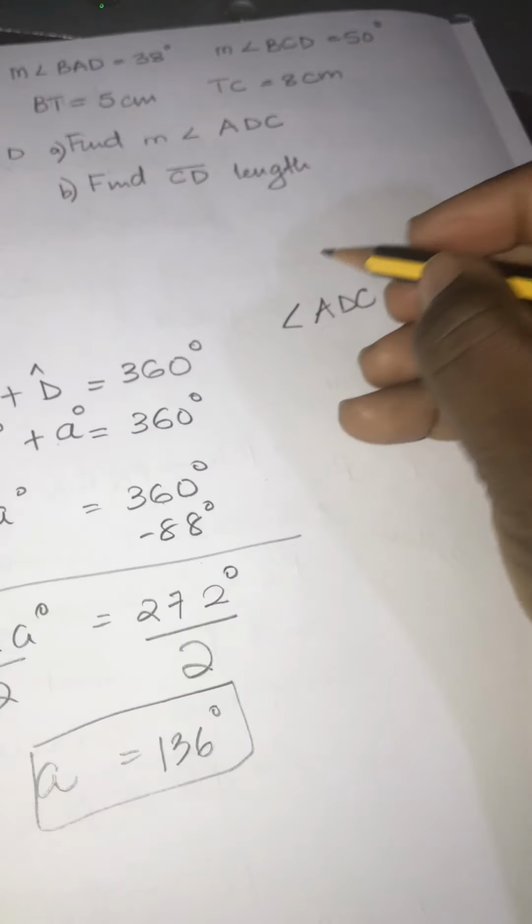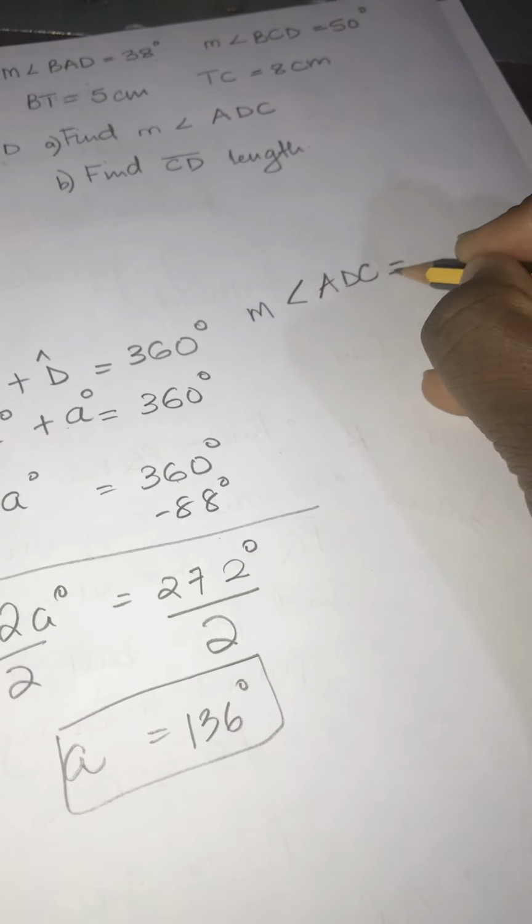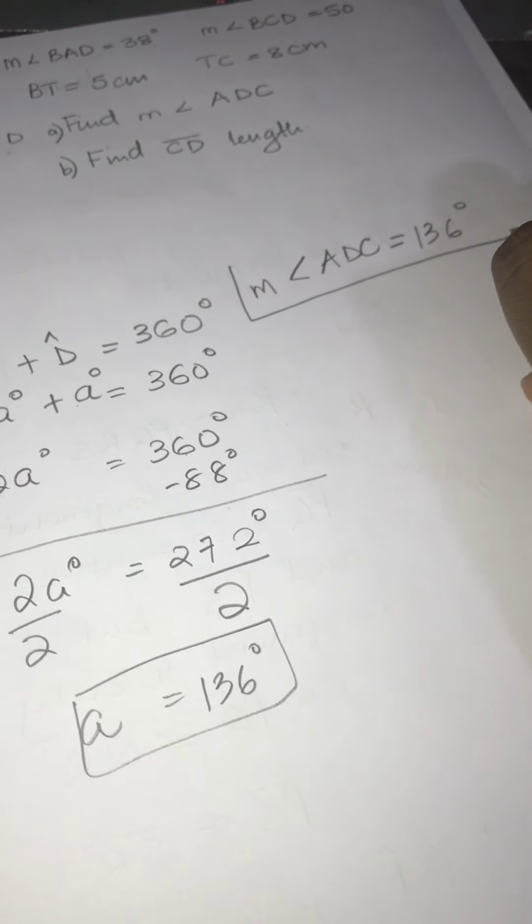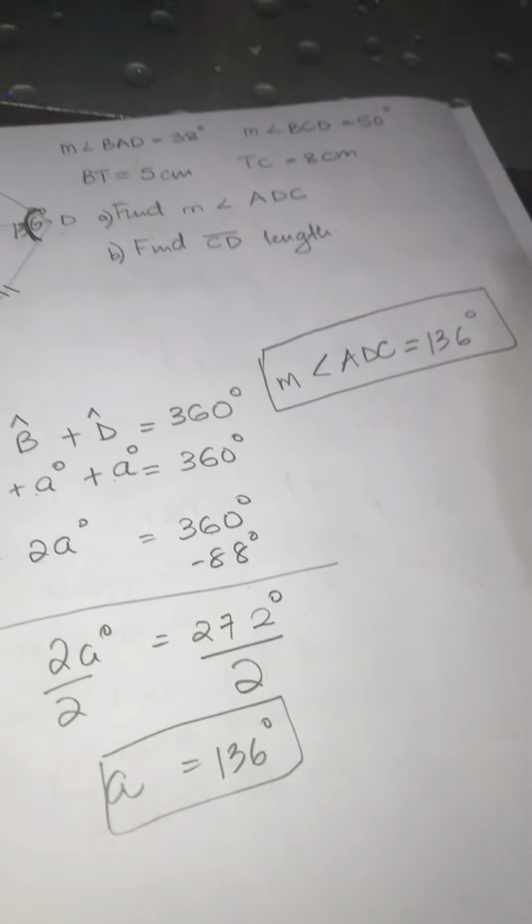A equals 136 degrees. So I will write 136 degrees and 136 degrees. So angle ADC equals 136 degrees, and this is your answer.